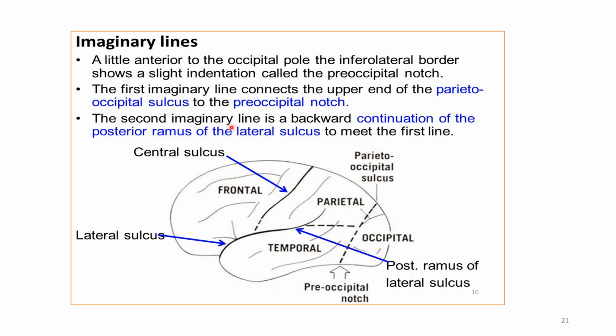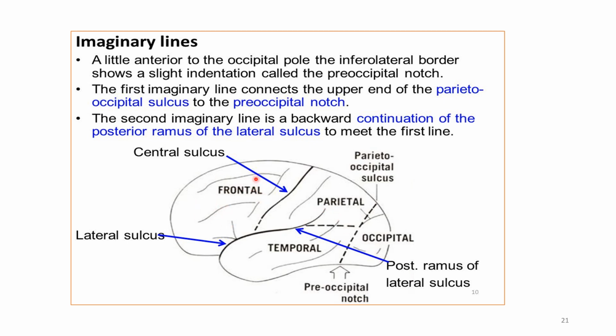Then the second imaginary line is a backward continuation of the posterior ramus of the lateral sulcus to meet the first line. So this is the lateral sulcus, Sylvian fissure. Here you have to extend a line which is going backwards and touching the first imaginary line. This is the second imaginary line. We have to draw two imaginary lines. Why do we have to draw them? To clearly separate the lobes.